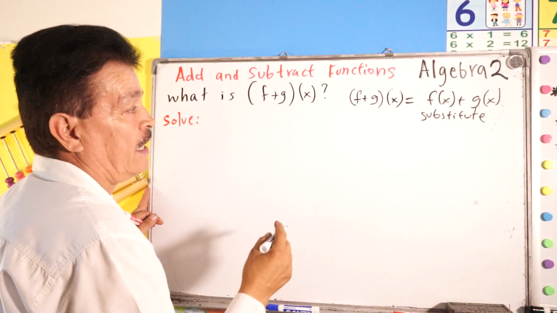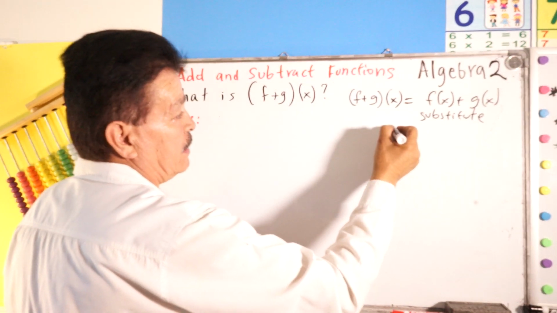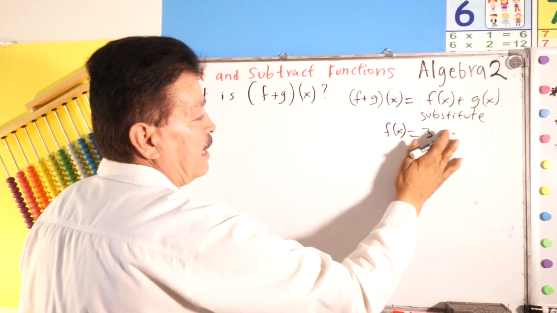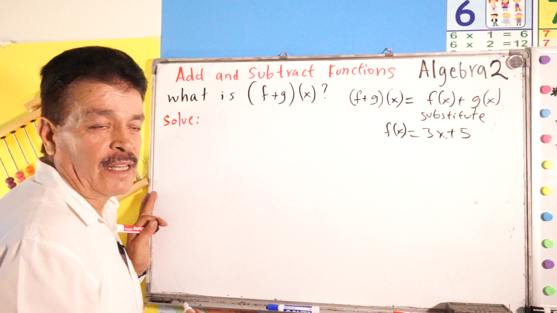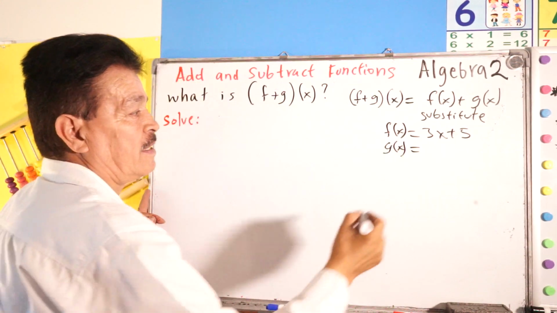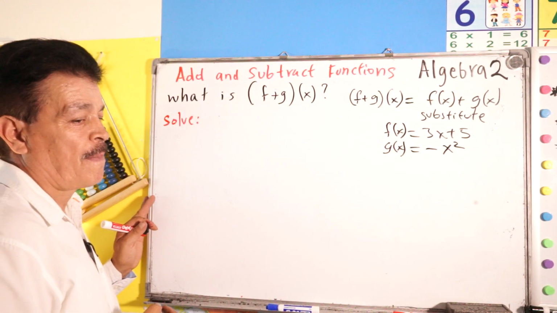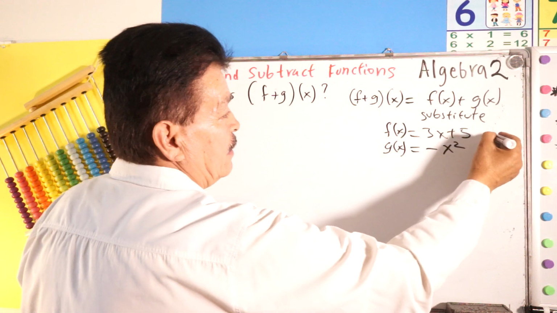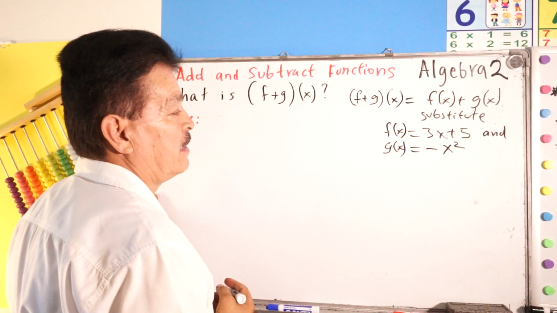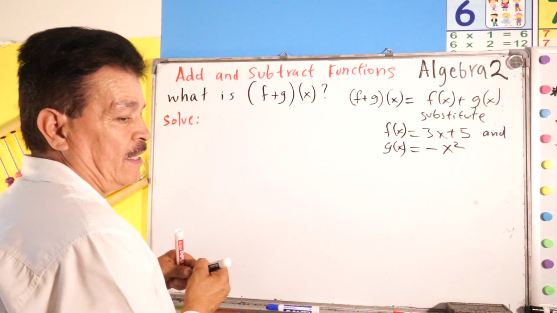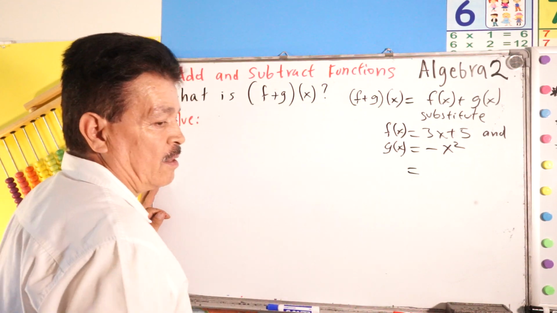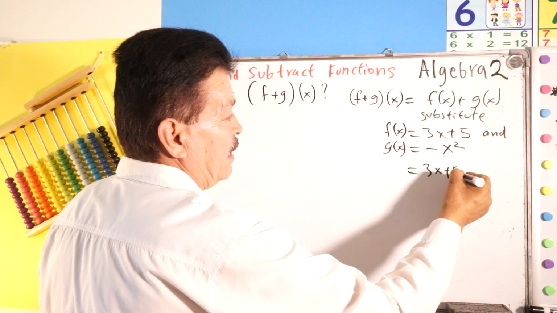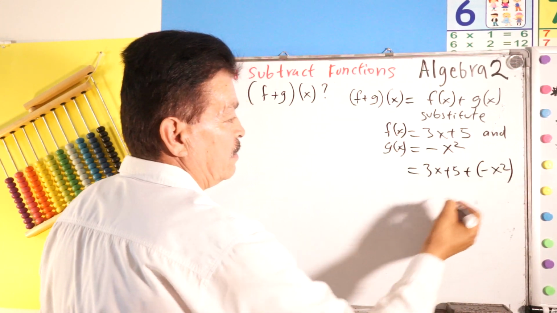let's write the numbers here. In this case, let me write f of x. How much is it? Let's write f of x is 3x plus 5. Right? 3x plus 5. g of x, what about g of x? g of x is negative x to the second power. Right? Yeah, like that. So 3x plus 5 and g of x negative x to the second power, right? So this will be equal to 3x plus, if we add it, plus 5 plus negative x to the second power, right?